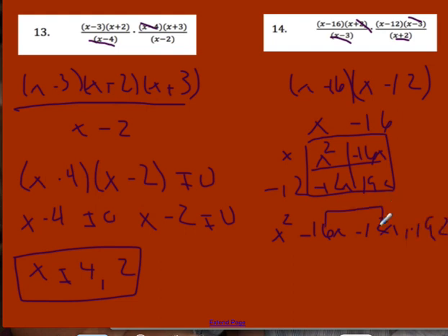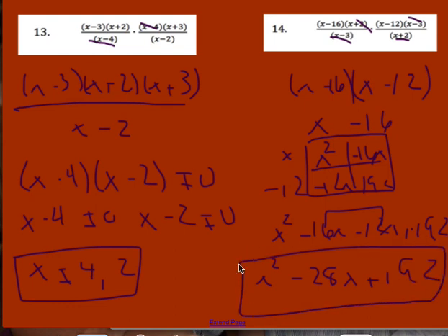So we need to add those middle two terms together. So negative 16 minus 12 is going to give me a negative 28x plus 192. So that's my simplified rational expression, but I do still need to do my excluded values.